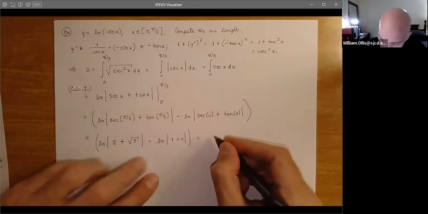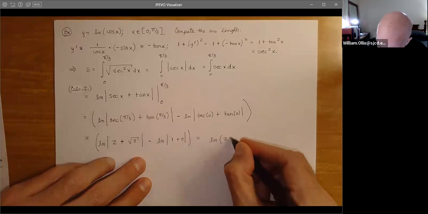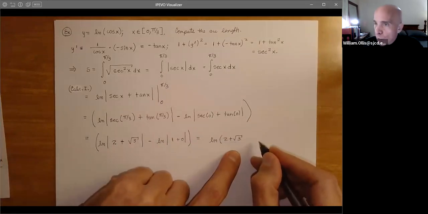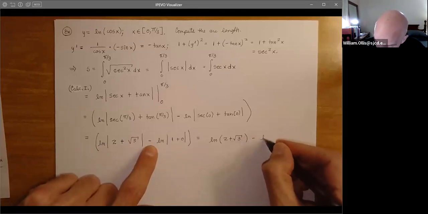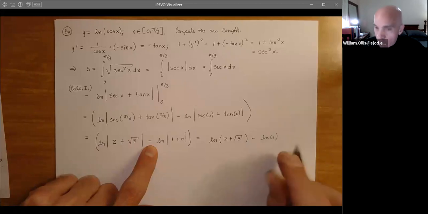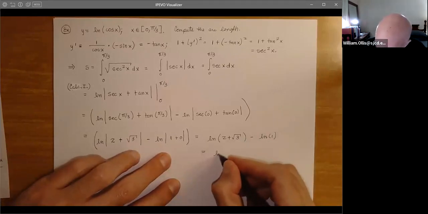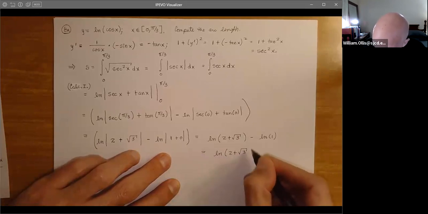So now we can't reduce this. So we have natural log, and we can just use parentheses. That's a positive argument if you like. Use the absolute values if you want, no difference. And then, of course, we have log of 1. And log of 1 is, of course, 0. So we get an answer, natural log of 2 plus root 3.